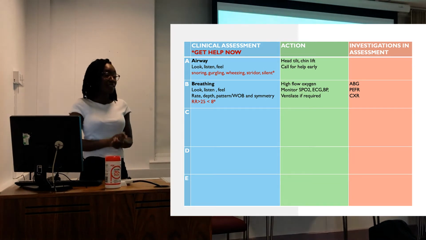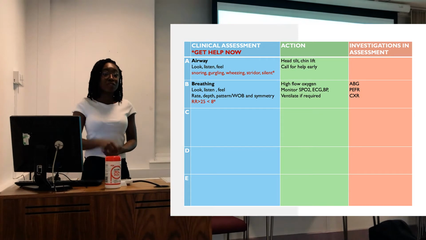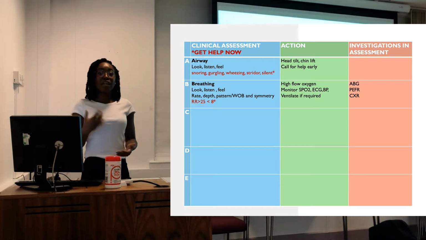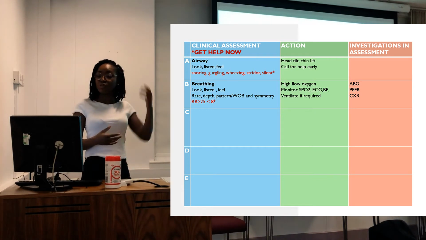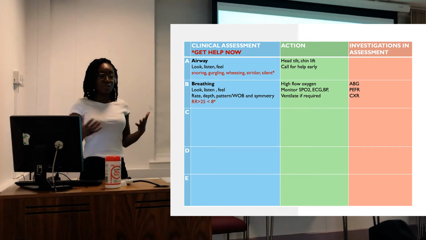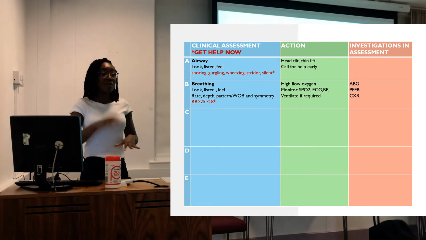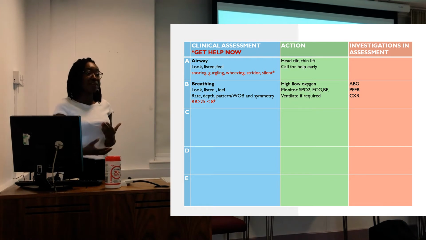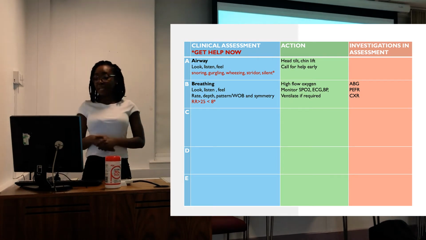So you're looking to see, are they using accessory muscles? Do they look tired? Are they in a tripod position? And then you're going to listen. Can you hear wheeze? Can you hear air entry, crackles? What can you hear? And feel, if your differential potentially is a pneumothorax, you might want to do some percussion, but you want to tailor it to what you're seeing. You want to do a quick examination to give you some feedback.